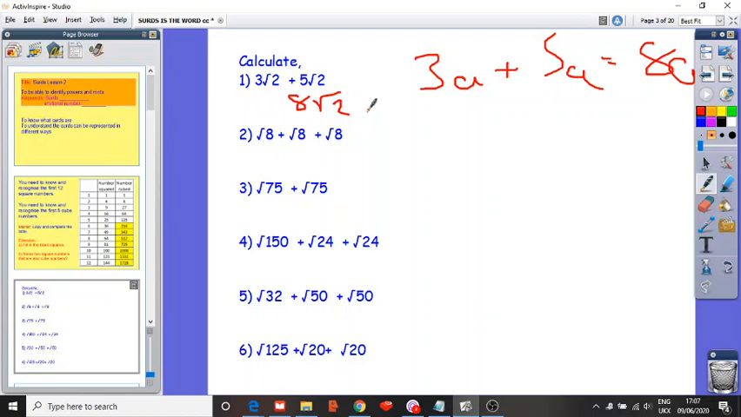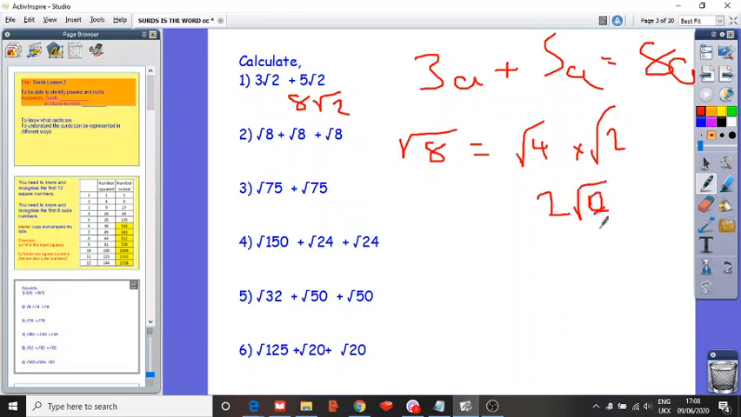Now you could simplify them at the start or at the end in this situation, but I would always do it at the start, because when you get to a question like question 4, we have to simplify at the start. So let's do it a long way. Square root of 8. Is there a square number that goes into the square root of 8? Look at your list. You should realise this is square root of 4 times the square root of 2. So the square root of 8 can be written as 2 square root of 2.